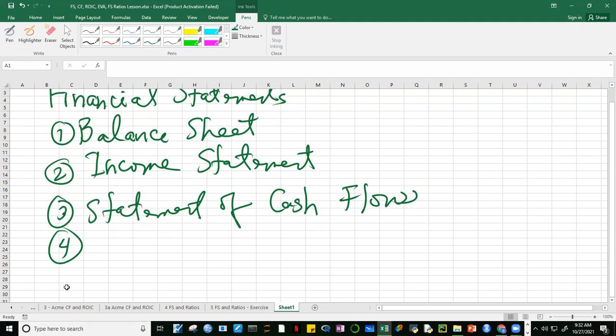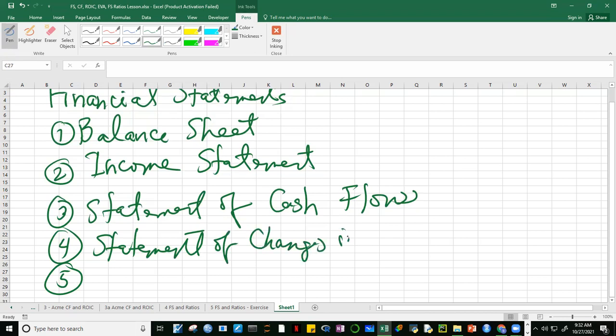What do you think would be number 4 and number 5? Number 4 is statement of shareholders' equity, sir. Okay, shareholders' equity. Okay, statement of changes in shareholders' equity. Okay, and lastly, guys, although these are not quote unquote formal financial statements.